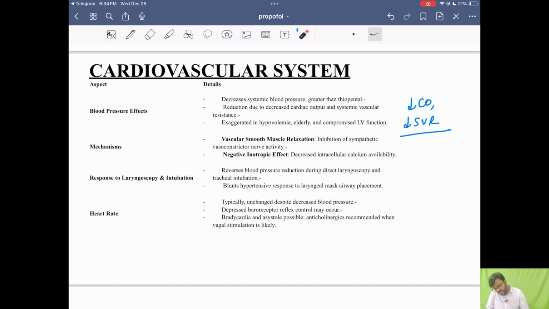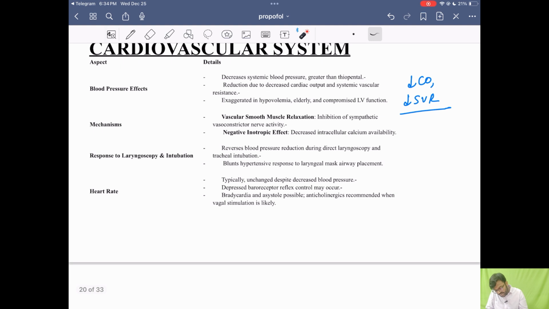The heart rate is typically unchanged despite the decreased blood pressure. This line has been taken from Stoelting's Pharmacology.